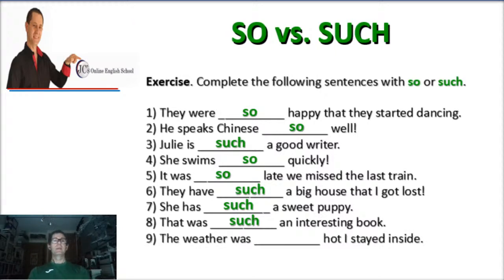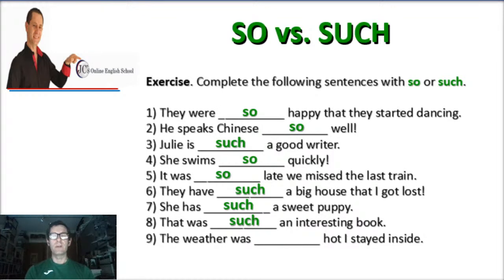Okay, now, there is no an. It is just an adjective. So, the weather was hot. I stayed inside for number 9. The weather was hot. Jose Maria, number 8 is such. Correct. Very good. And number 9 now, everybody. The weather was hot. I stayed inside. Remember, there is no an.